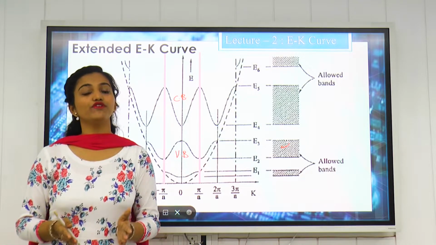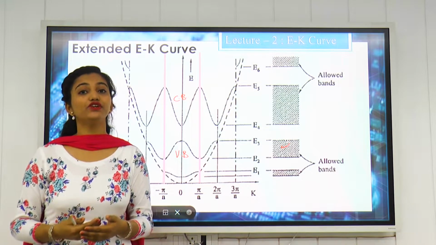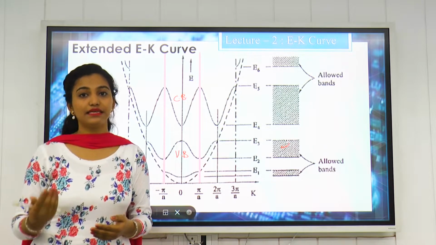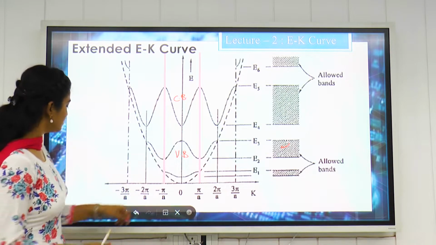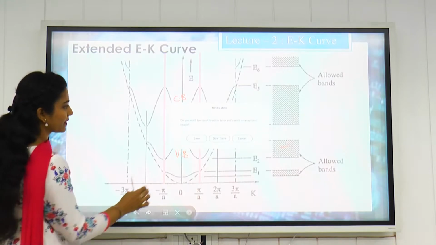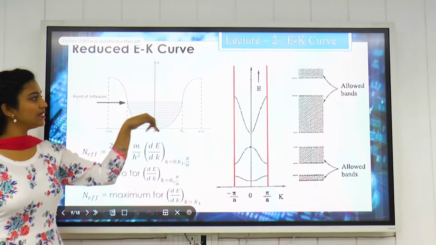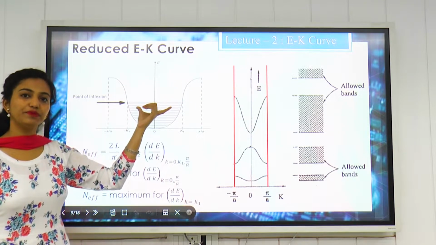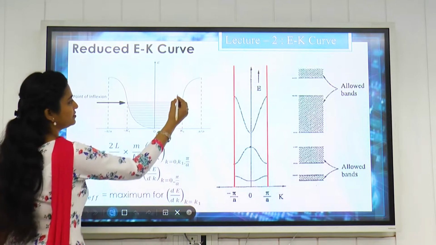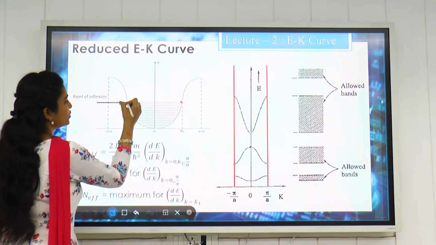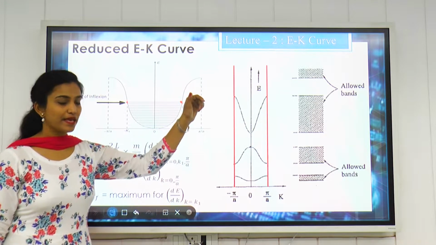Iron has more electrons and copper has fewer. Then why is the conductivity of copper greater than iron? So in the next slide, we have the answer. This is the first E-k curve representing the first Brillouin zone, and here we have the points of inflection. These correspond to the points where the curve is changing its shape.